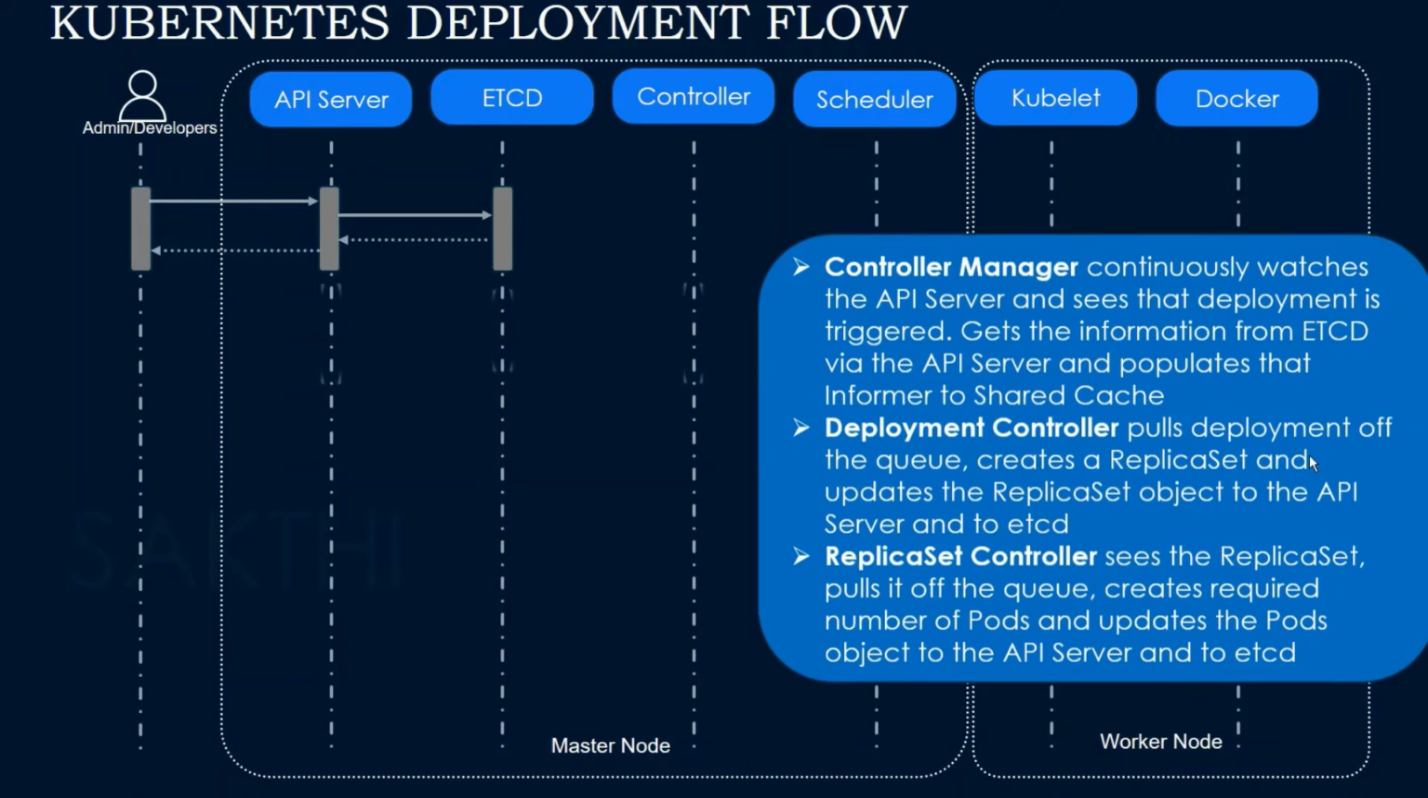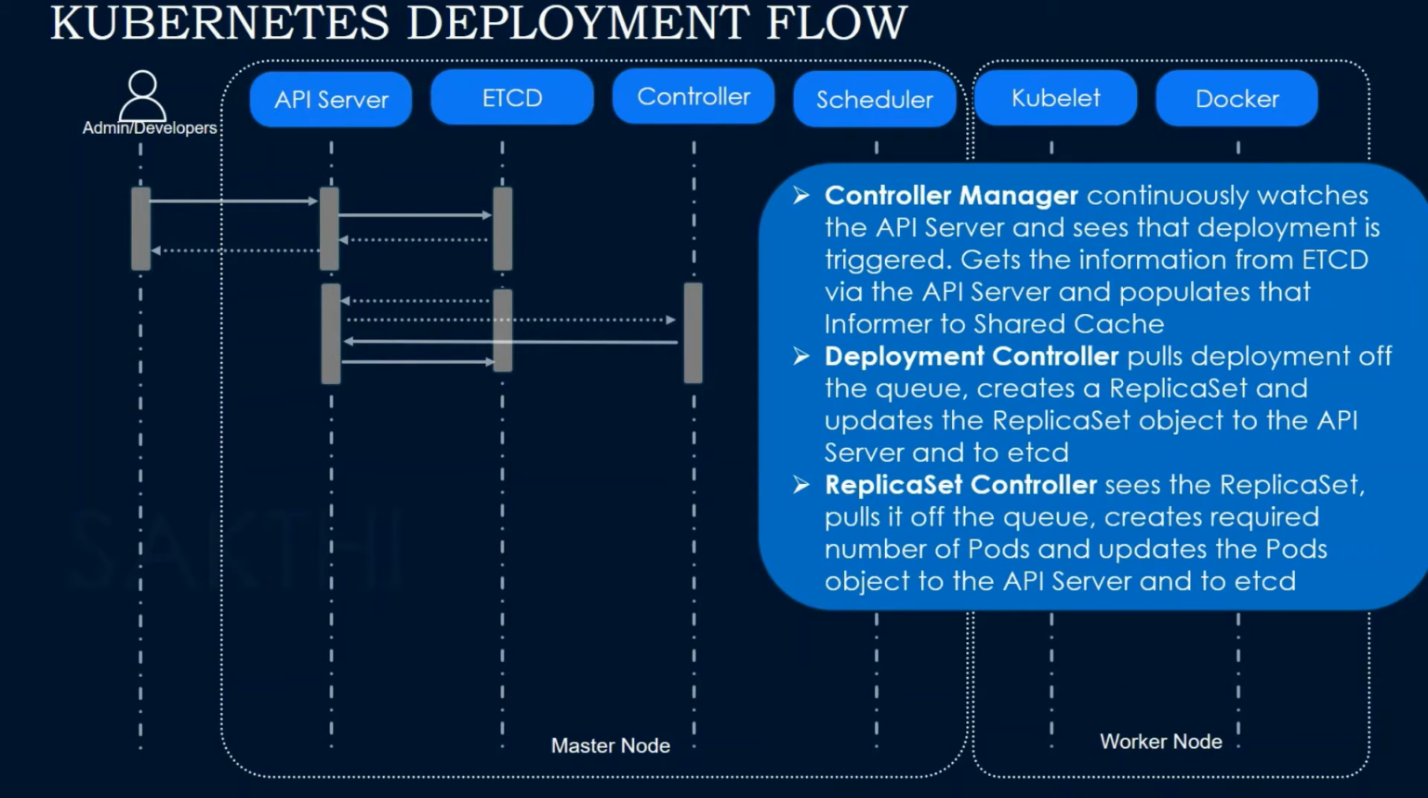Next is the controller part. The controller manager continuously watches the API server. Now, when the new deployment information comes to the API server, the controller manager gets that information from the etcd via the API server and updates that information to the shared cache.